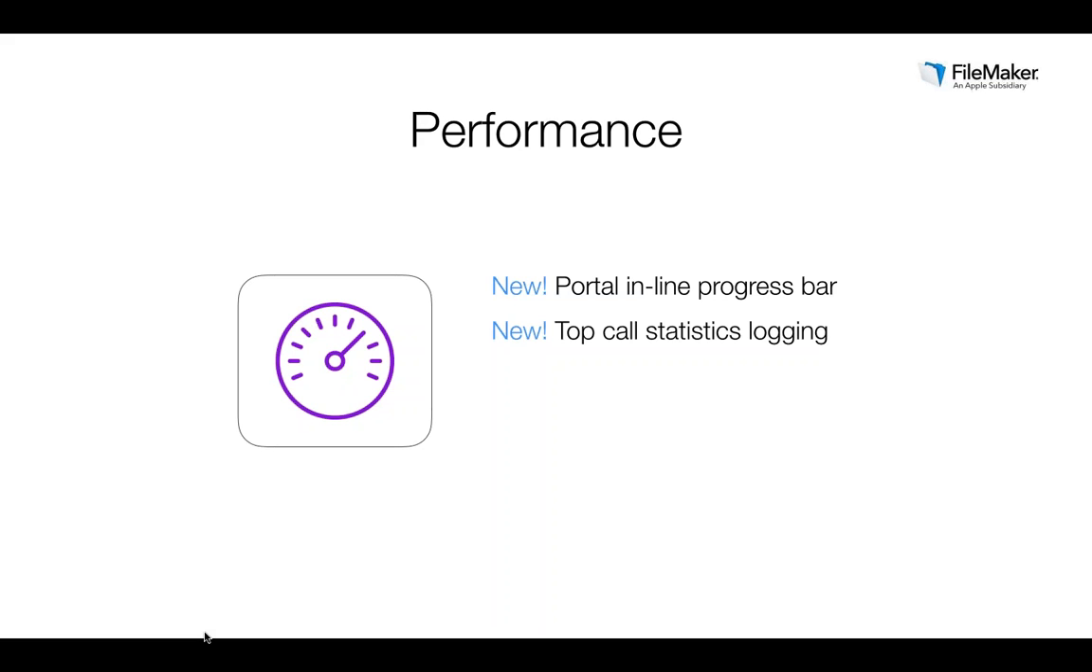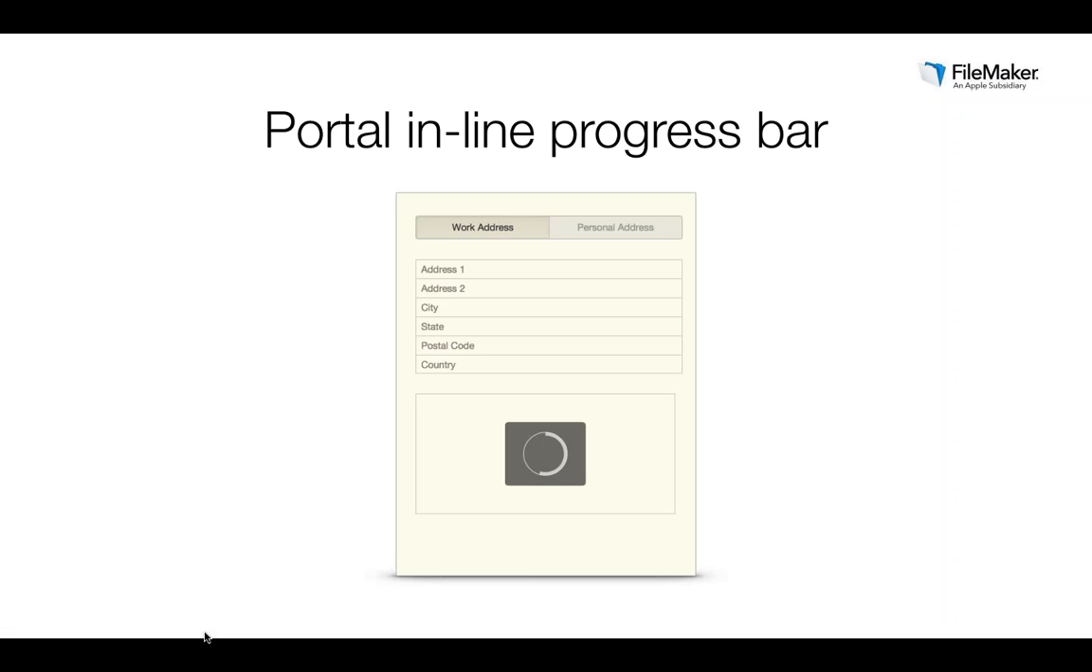Moving on to performance, we've got some enhancements here as well. The first of which is something that, for those of you that have portals that do complex sorts or filters, you'll really appreciate. In previous versions of FileMaker, if you had a portal that was doing a sort or filter, you would have received a dialog as soon as you hit that layout that required that sort or filter. And it showed you a progress, which was nice, but it also prevented you from interacting with anything else inside of FileMaker Pro, so you couldn't interact with the rest of your custom app.